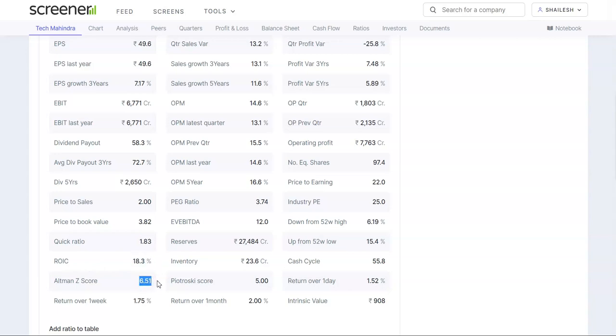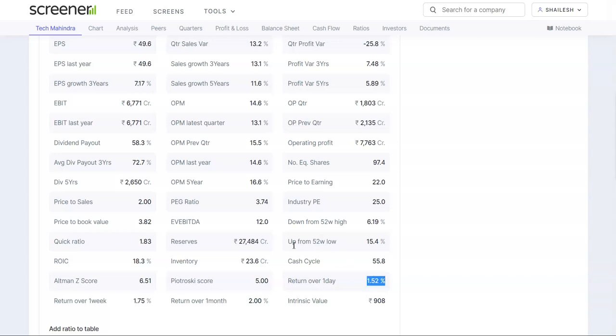The Altman Z score is 6.51, which is nice. If we look into the Piotroski score, it is 5, which specifies average financials. If we look into the return over 1 month, it is 2%, return over 1 week is 1.75% and return over 1 day is 1.52%.